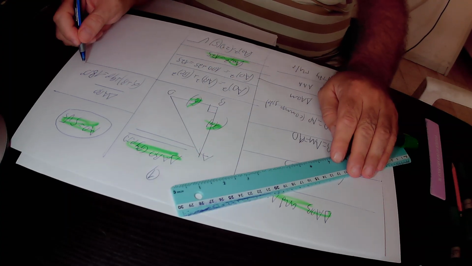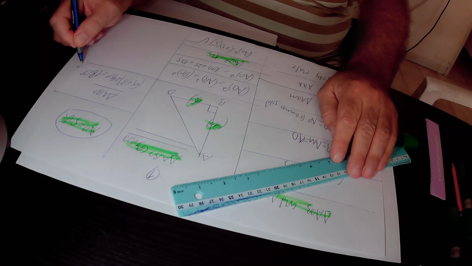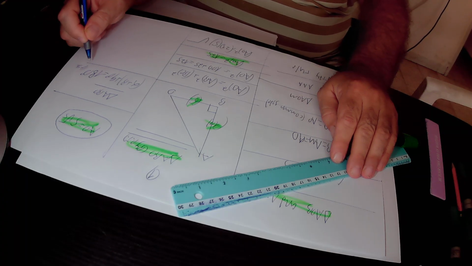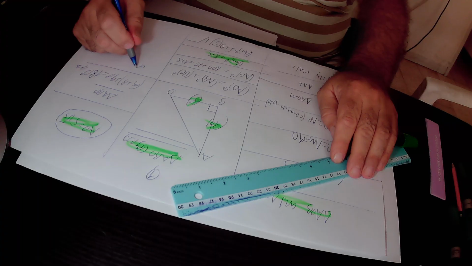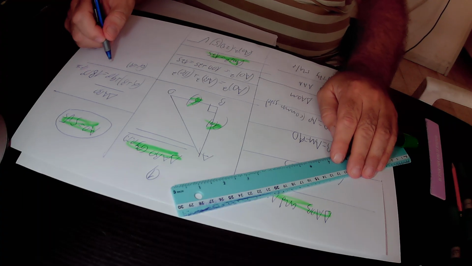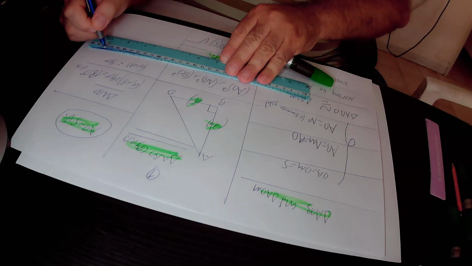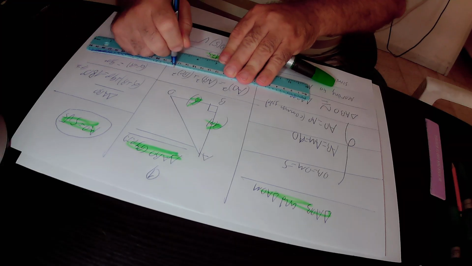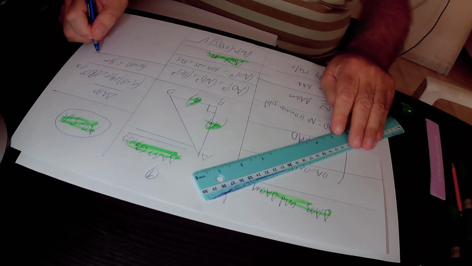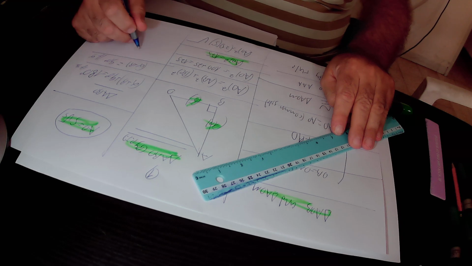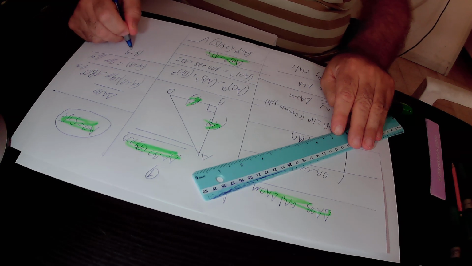Here we subtract 90 degrees from the equation. We get alpha plus beta equals 180 degrees minus 90 degrees, which is 90 degrees. So alpha plus beta equals 90 degrees. Here we subtract alpha from this equation, and finally we get that beta equals 90 degrees minus alpha.